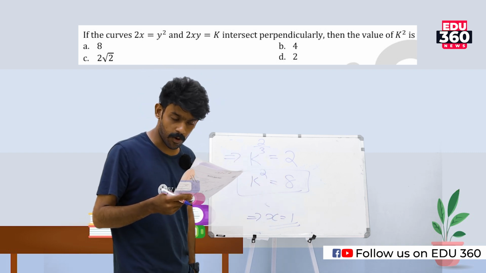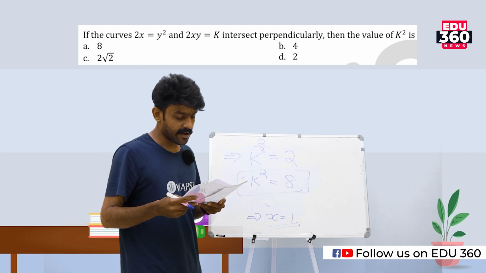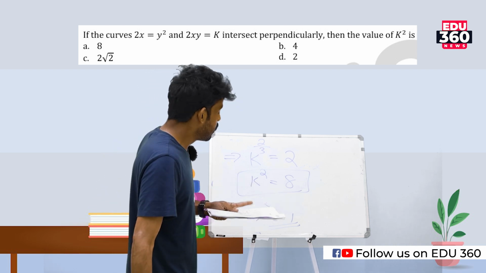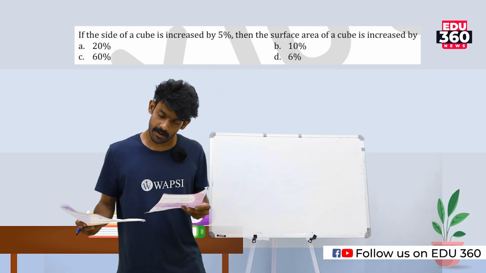Now look at the options. How many options? There are 4 options. So from this, option A is the correct answer. That means 8 is the correct answer for this one. Okay. So now we can move on to the next question.